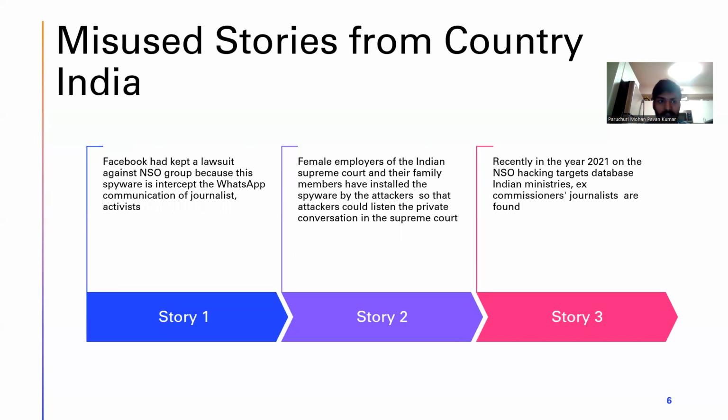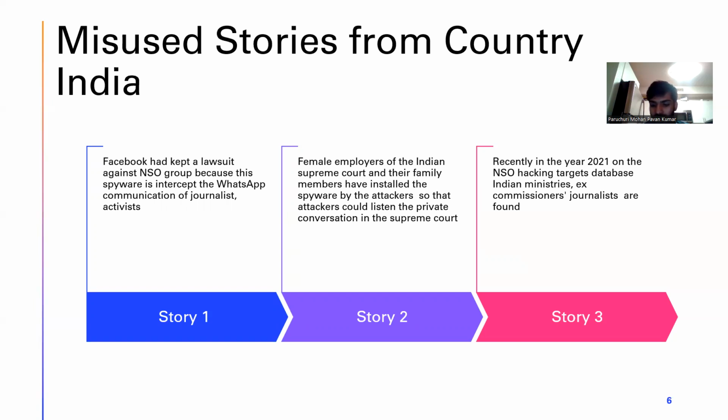And I want to discuss the misuse stories from India. The first story I researched is that Facebook filed a lawsuit against the NSO Group because the spyware was inserted into the WhatsApp communication of journalists and activists. The second story I came across is that female employees of the Indian Supreme Court and their family members were affected by this software. They became victims, so the attackers could listen to every private conversation.